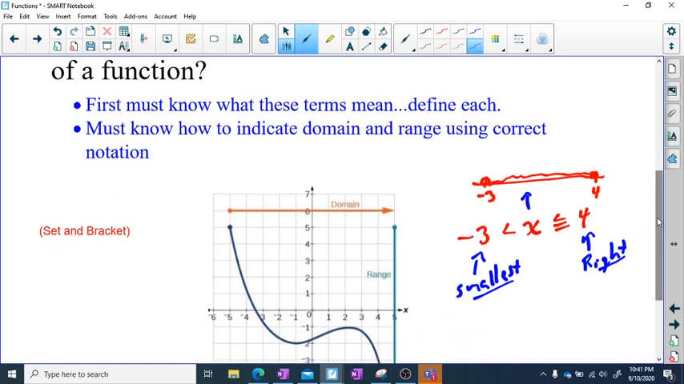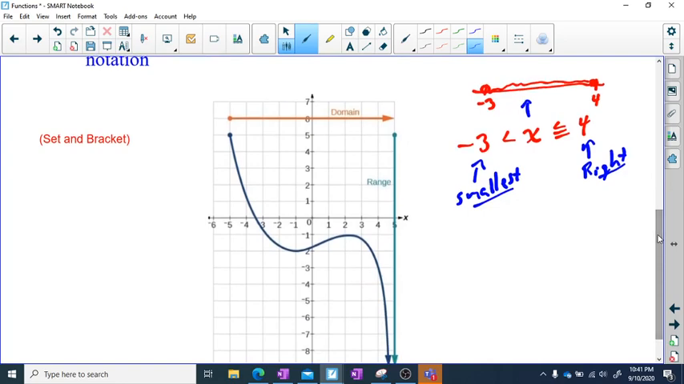There is another way, you'll see over here I put set and bracket. There's another way to do that using what's called bracket notation. It's basically a way to eliminate the inequalities. This set of numbers right here would go as follows instead. It's still always smallest on the left, and you just put a comma right between the two numbers, so -3 and 4.